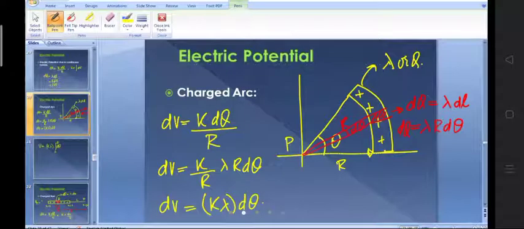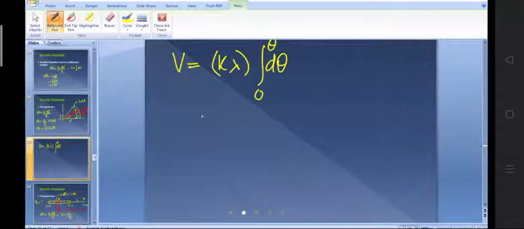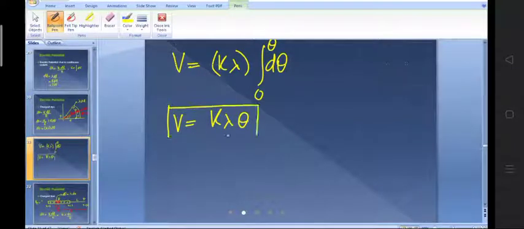Okay, because had this element been here, then theta is equal to 0 degree. Then for the element when it's here at this point, theta is equal to theta. So the limits of integration will be from 0 to theta. So potential V will be simply equal to k lambda theta. Okay, so this is in terms of charge density and angle. Okay, so here I can write it in terms of charge as well.